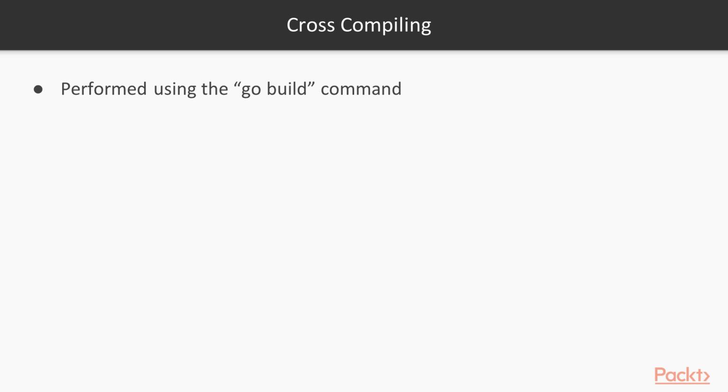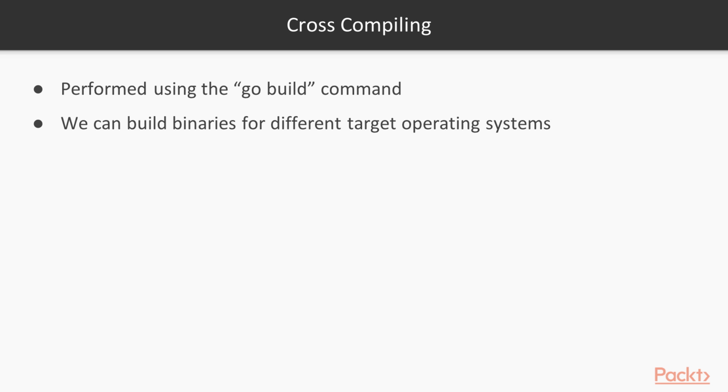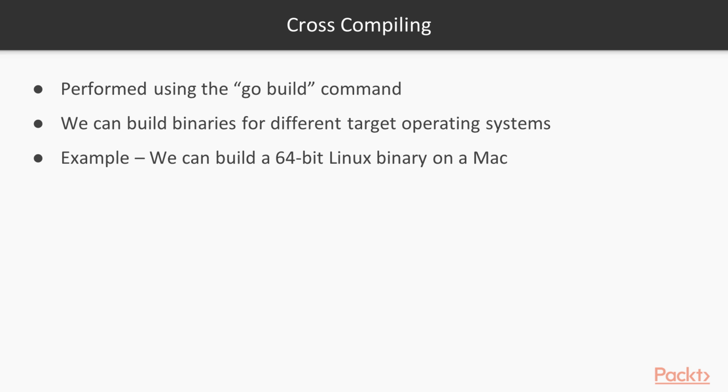Using the go build command, we can actually build binaries for different target operating systems, a technique that's known as cross-compiling. For example, on my Mac machine, I can actually build a 64-bit Linux binary that we can push out to the standalone production server running Ubuntu Linux.